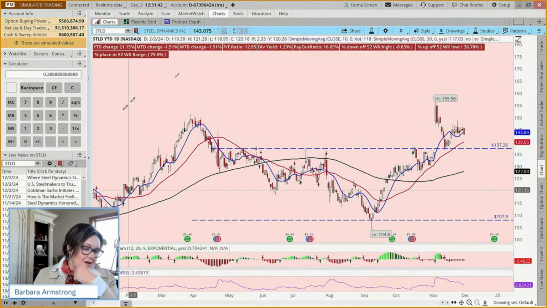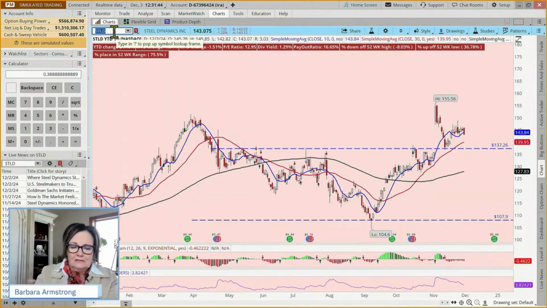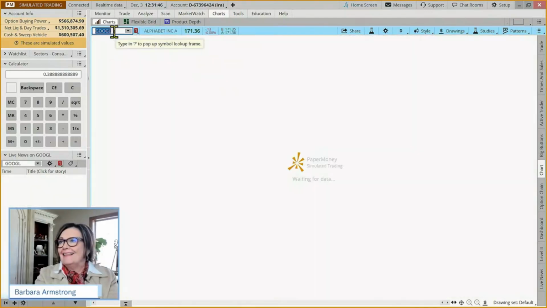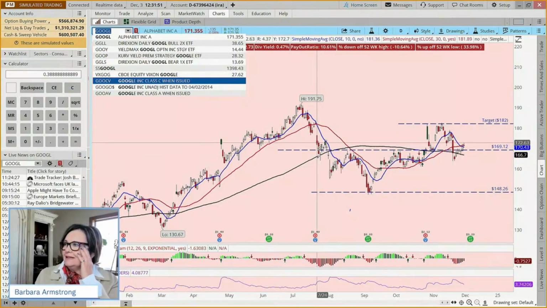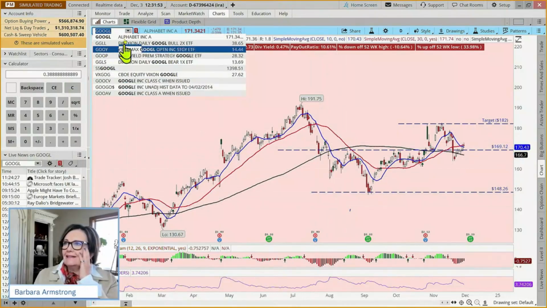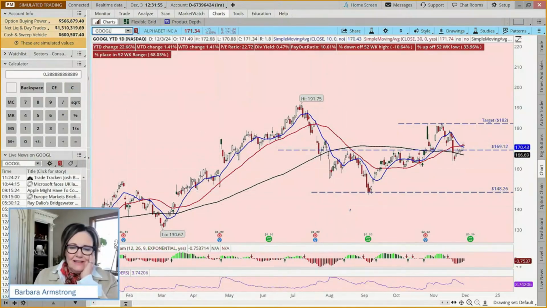Let's see. How about Google, or Google, as I like to call it? So, do you see this type of pattern again? It's amazing, right? And once you start seeing these, just come up here.